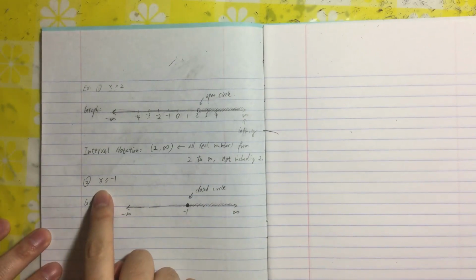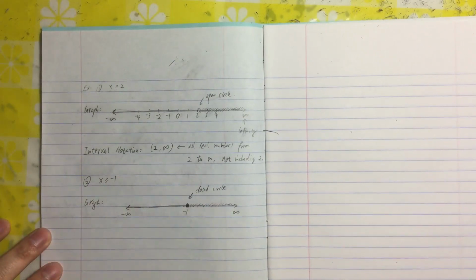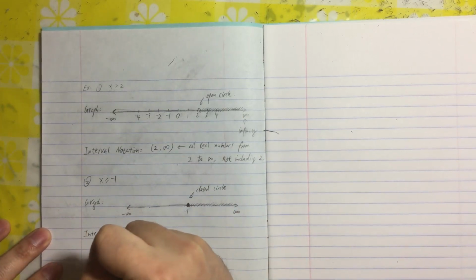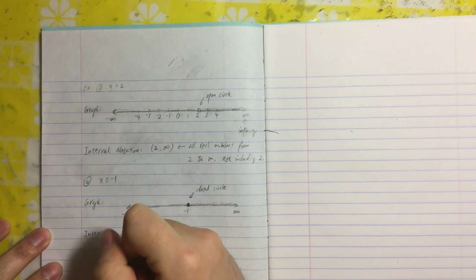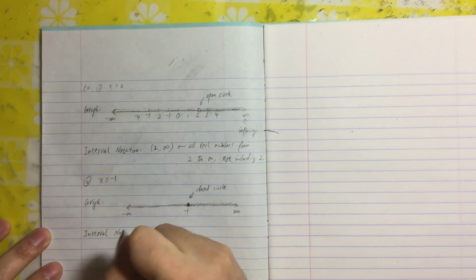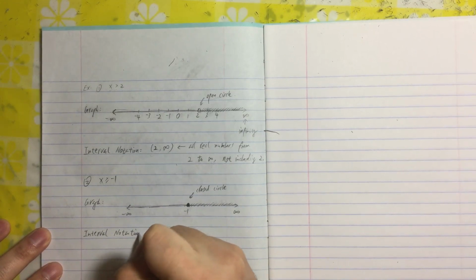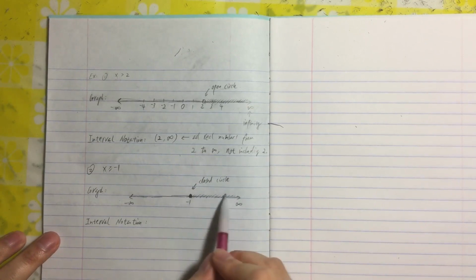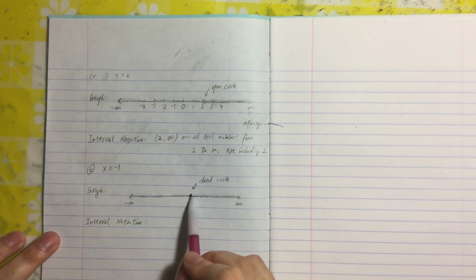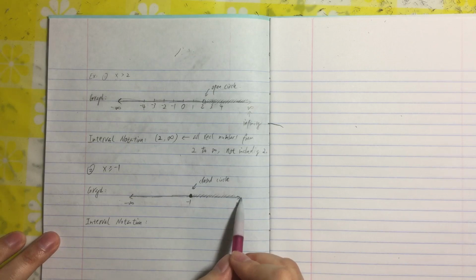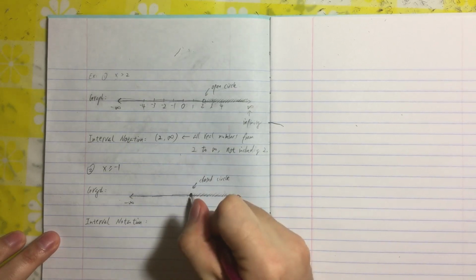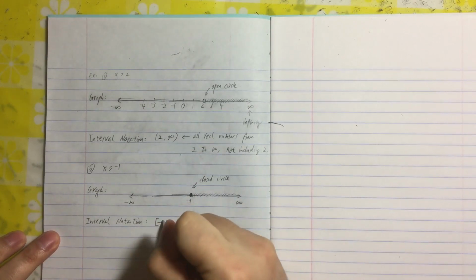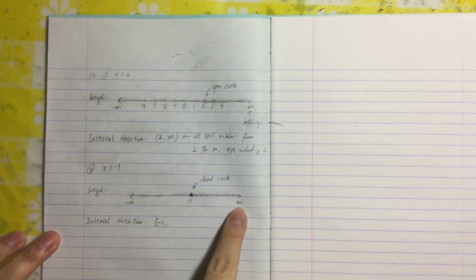Next, let's try to write this inequality using interval notation. Look at the graph here. The left endpoint for the shaded region is -1. Right endpoint is infinity. Since -1 is included, we use a bracket. Bracket means -1 is included. That's the left endpoint. Right endpoint is infinity.